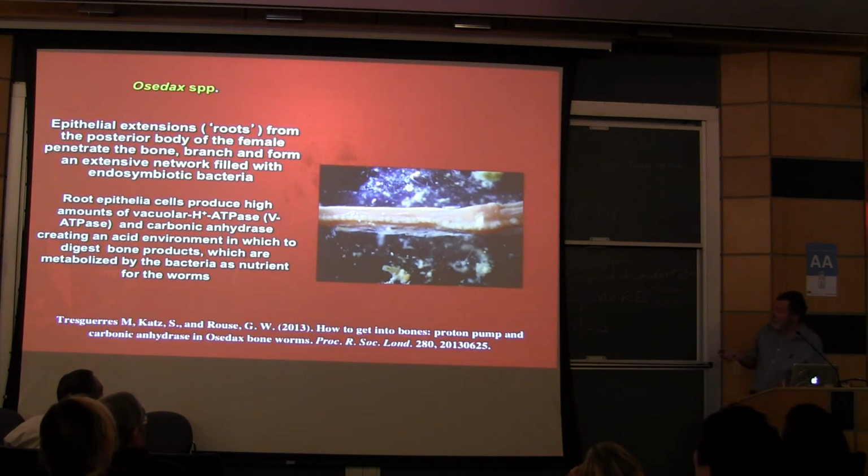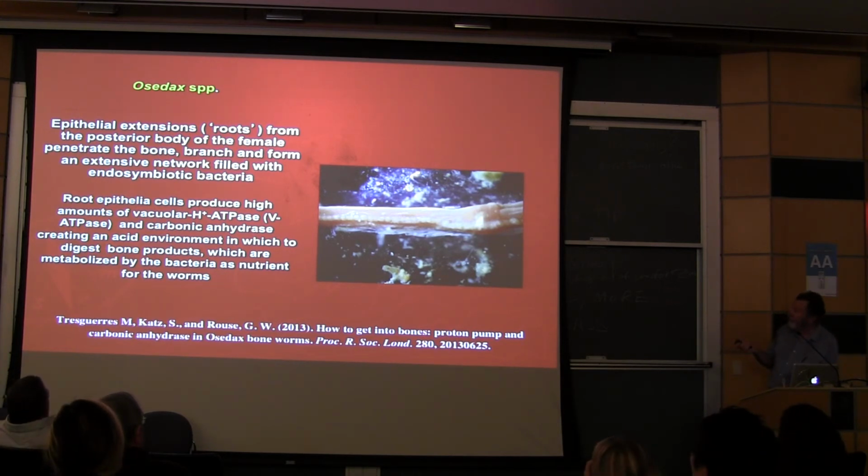Okay, so there's a paper that just came out in 2013, How to Get into Bones: Proton Pumps and Carbonic Anhydrase in these Osedax tube worms. Epithelial extensions, which are called roots by analogy to plants, from the posterior body of the female, penetrate the bone that the females are living on. And they branch and form this extensive network of epithelial tubes filled with endosymbiotic bacteria. So we've got this symbiotic relationship here with bacteria. And this enormous surface area of the whale bone is exposed to the female by these epithelial extensions.